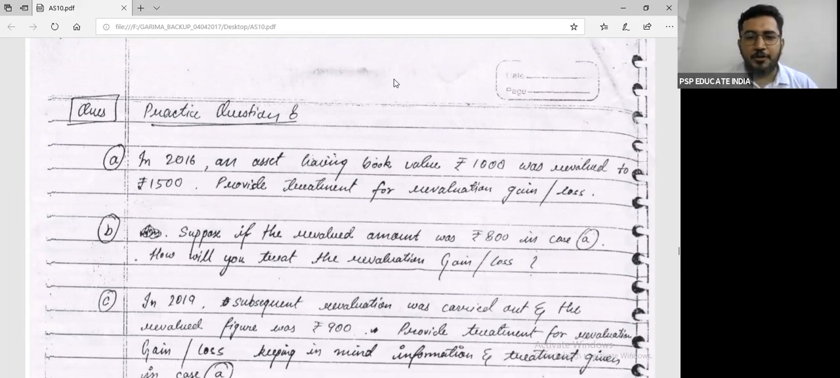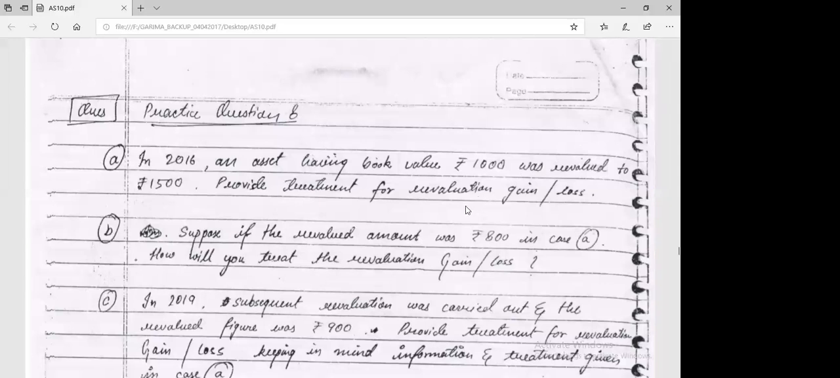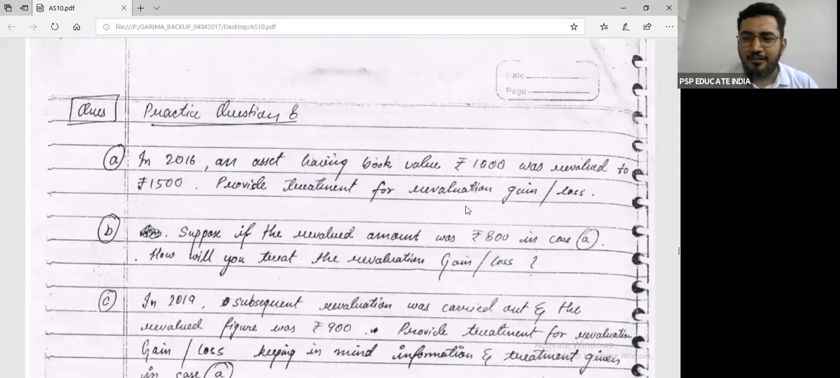Okay, Manav, can you try question number 8B? Okay, here you go. 8B. Yes, I'm reading the question for you. Suppose if the revalued amount was rupees 800 in case A, मतलब जो 1500 लिखा हुआ है उसकी जगह अगर 800 होता, how will you treat revaluation gain or loss?